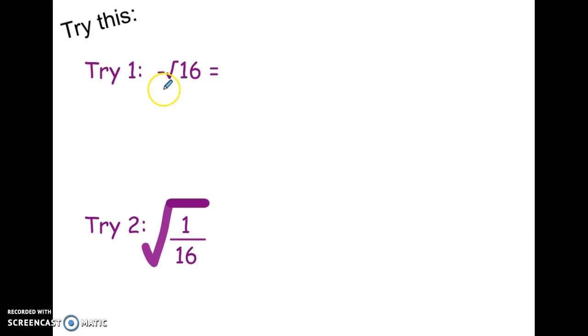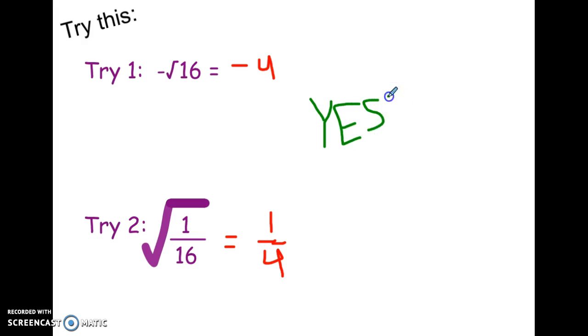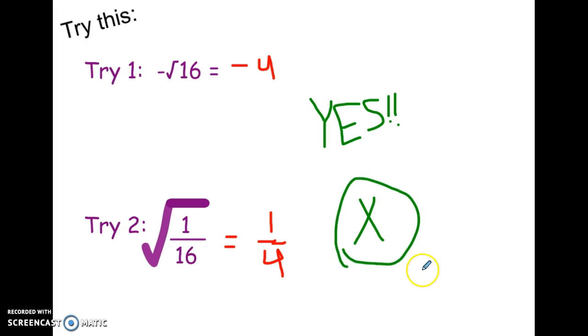Try this. Take the negative square root of 16 and the square root of 1/16. Pause your video and give it a try. Did you get negative 4 and 1/4? If you did, give yourself a giant all caps yes with a couple exclamation points there. If you didn't, give yourself an X, go back and figure out your mistake. When you find your mistake, put a circle around your X and move on.